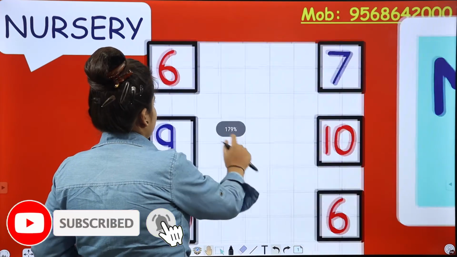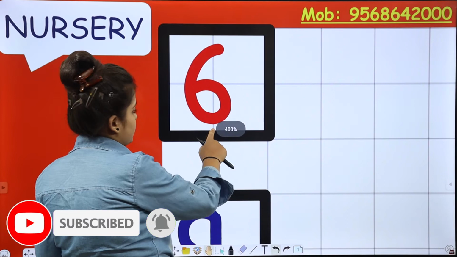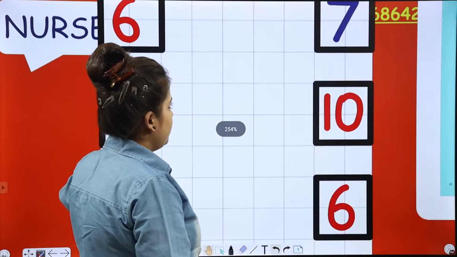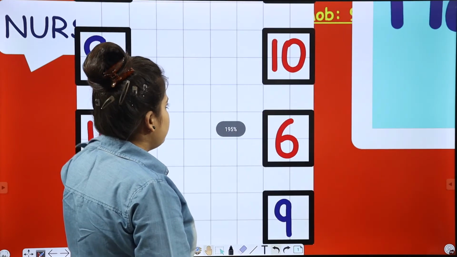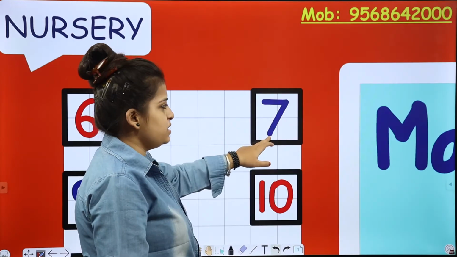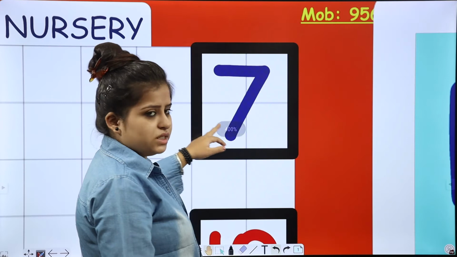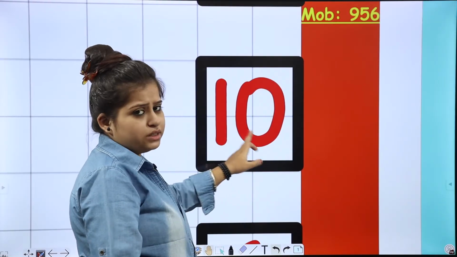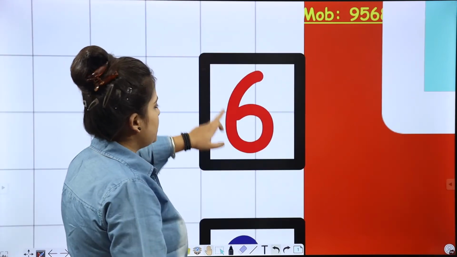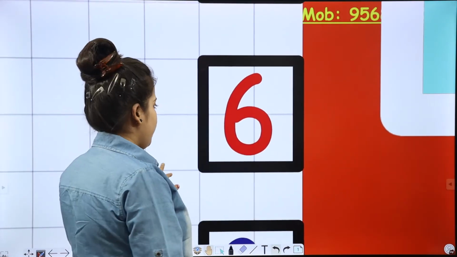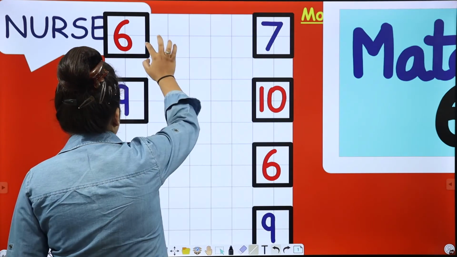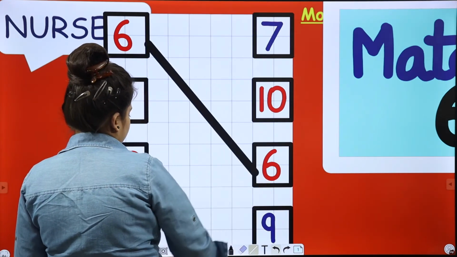Okay? So let's start with the very first number, that is number 6. ठीक है, तो number 6 कहाँ पे है? Look for the number 6. Is this number 6? No. Is this number 6? No. Is this number 6? Yes. So we are going to do what? We are going to do matching.